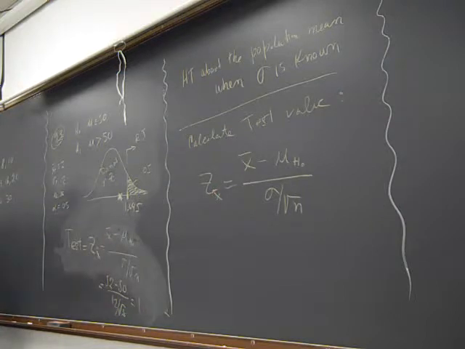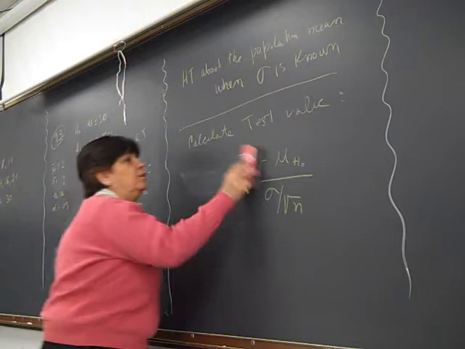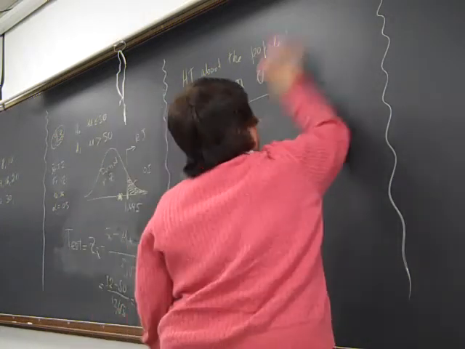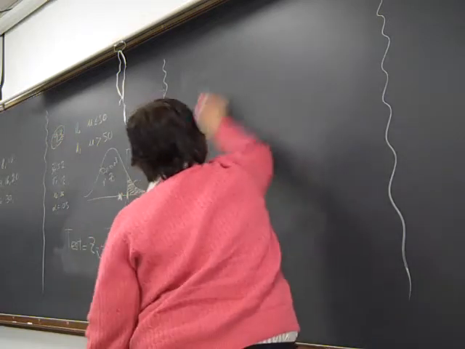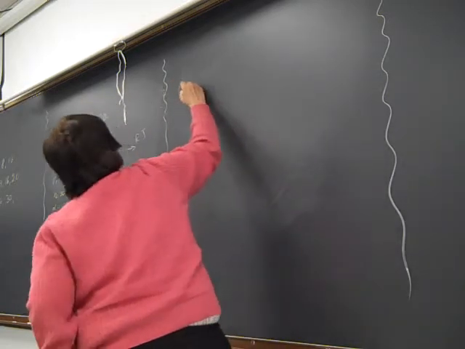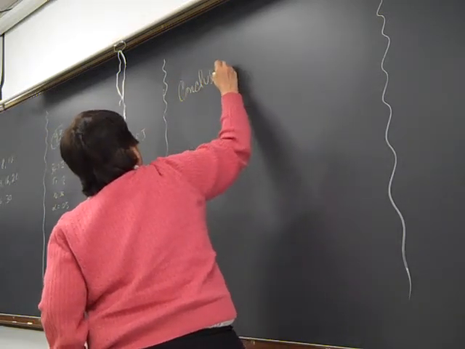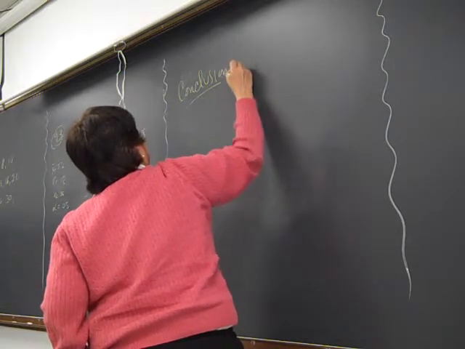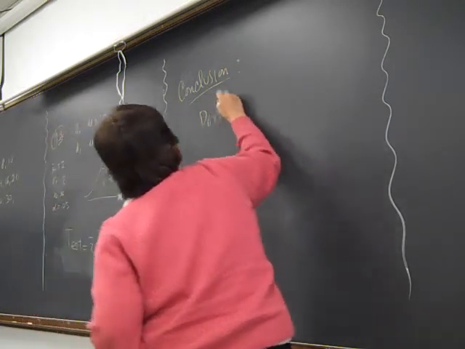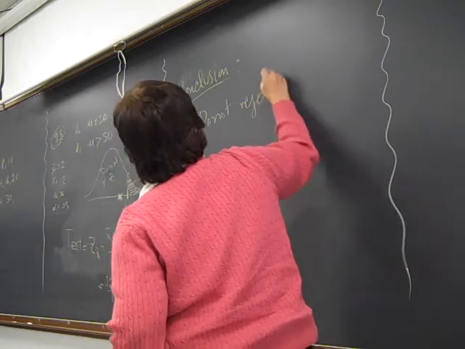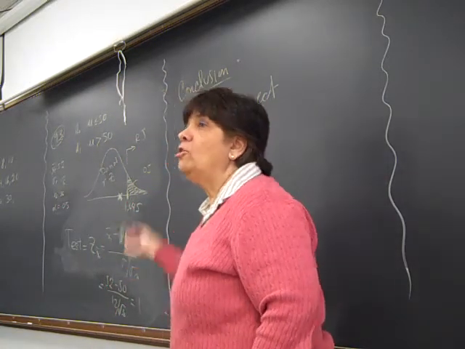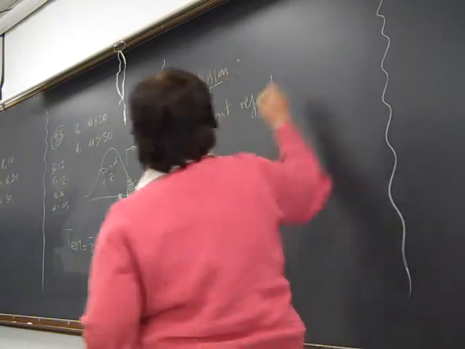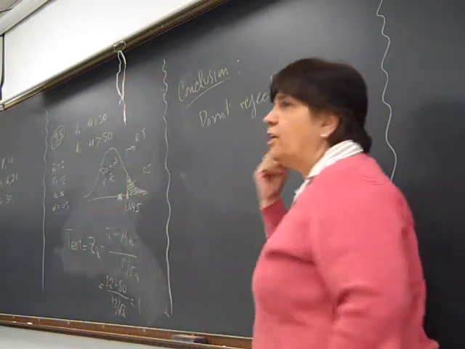What is the conclusion? What do I conclude from this test? Reject or do not reject? Do not reject. So the conclusion is do not reject what? The null or the alternative? Do not reject the null.